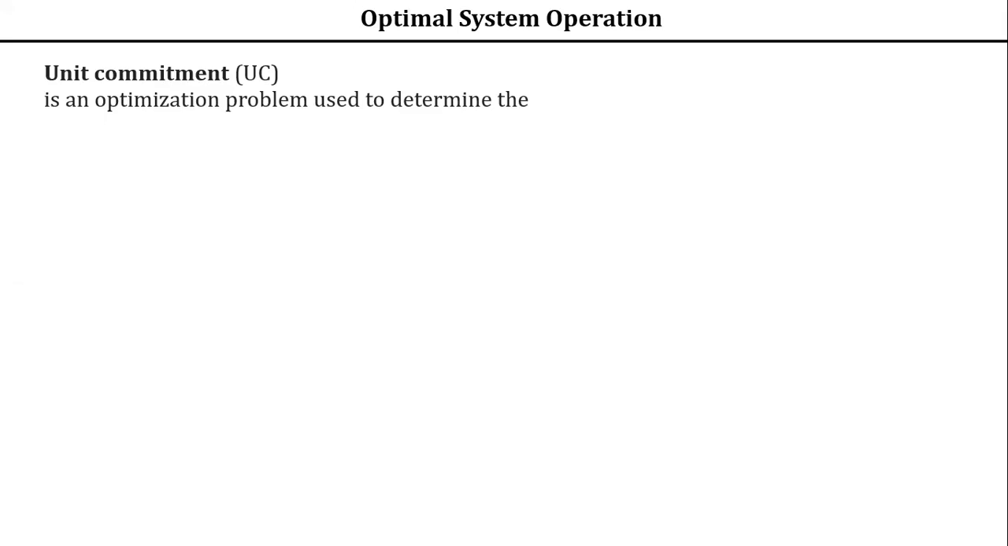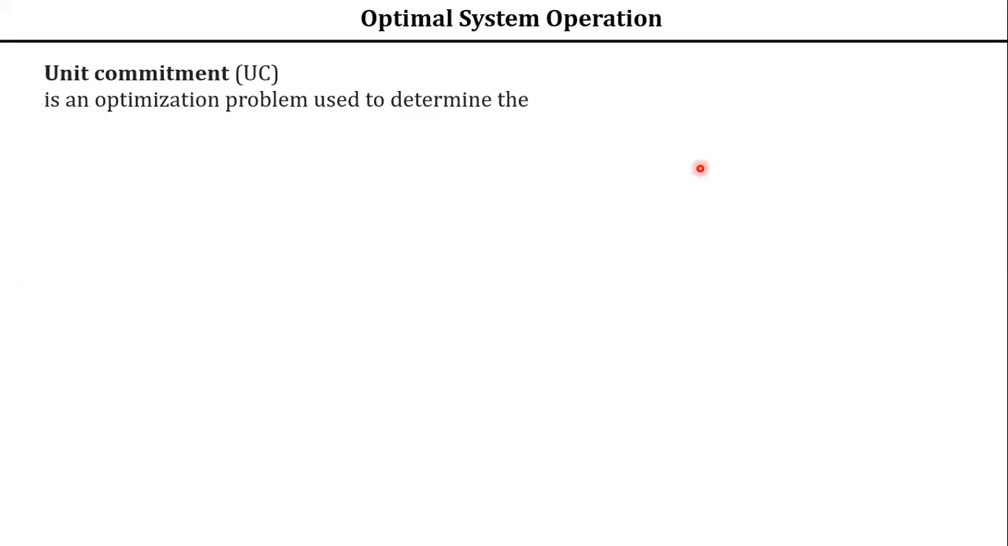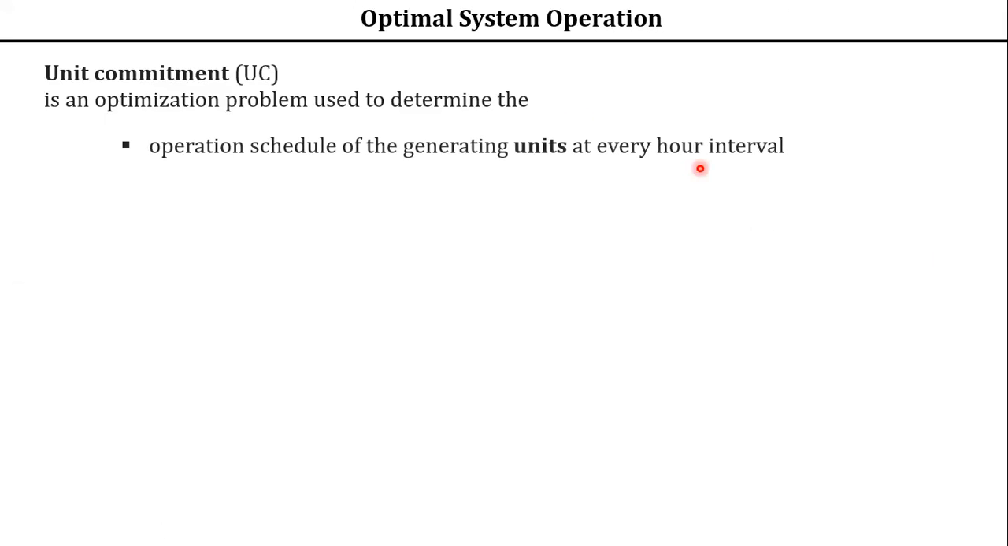Fine. Okay, now you see, unit commitment is an optimization problem used to determine what we are going to determine. Let me take the pointer here. What we are going to determine here is the operation schedule of generating units at every hour. That's what I have explained. Each hour, you have to find out the operation schedule of the generating units.